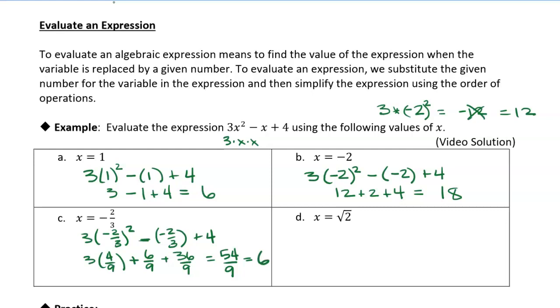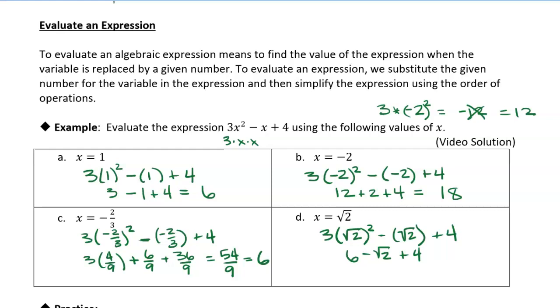Last one. Here we have a radical. We're going to put a radical into this expression. We have x equal to the square root of 2. Again, I'm just going to replace x with the square root of 2, and then I have minus the square root of 2, and then plus 4. Let's evaluate that. When I square the square root here, I just get 2. So then I get 3 times 2, which is 6, and then minus the square root of 2 plus 4.